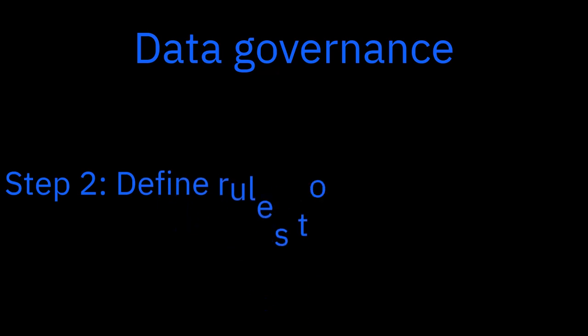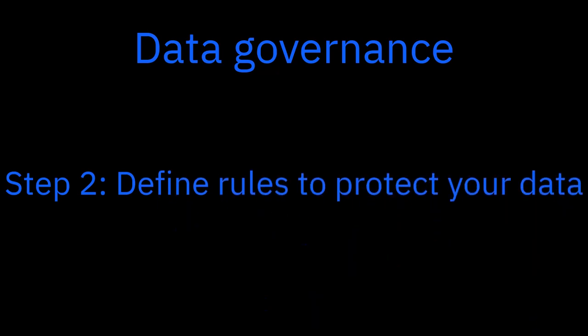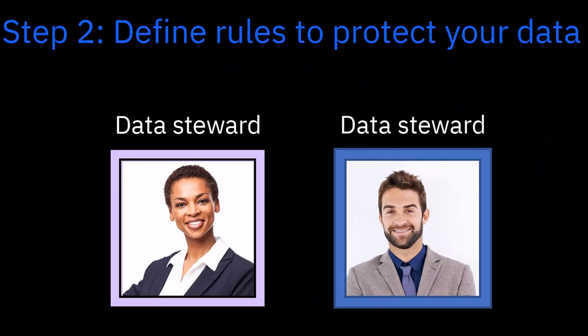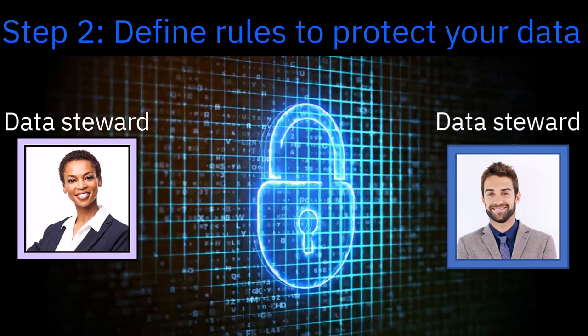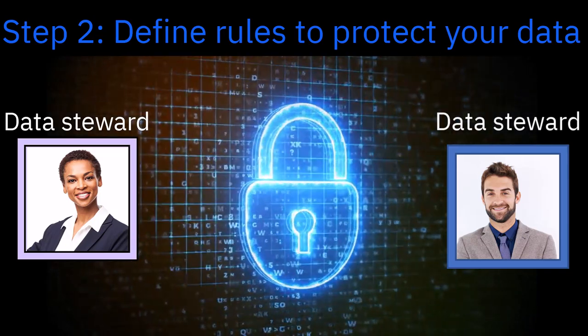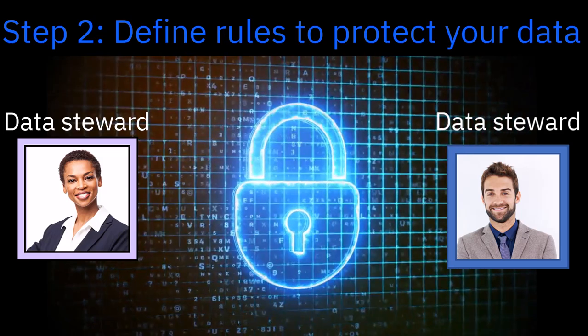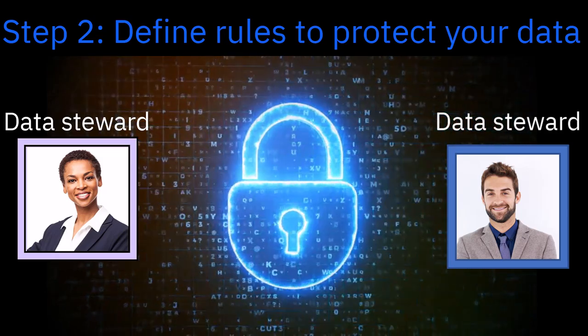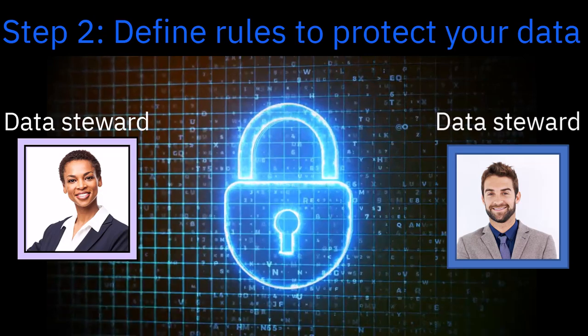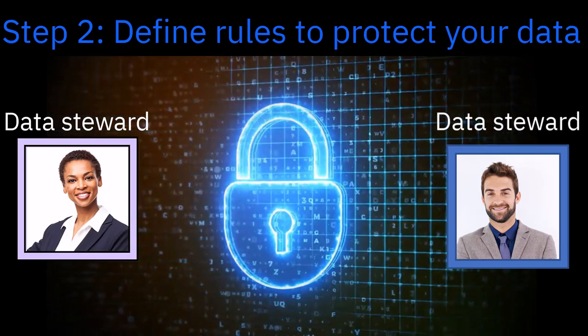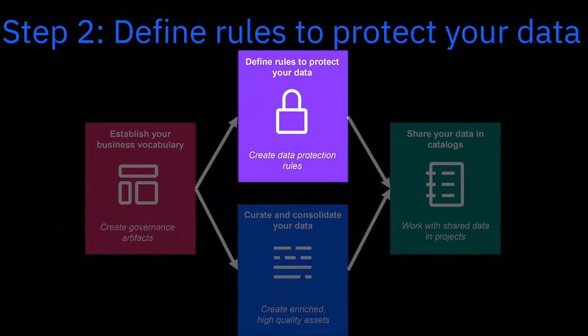Step 2. Now that your business vocabulary is in place, your team defines rules to ensure compliance with data privacy regulations. You create data protection rules that automatically mask sensitive data based on the content, format, or meaning of the data, or the identity of the users who access the data. In Step 2, you might use data protection rules, masking flows, policies, and governance rules.